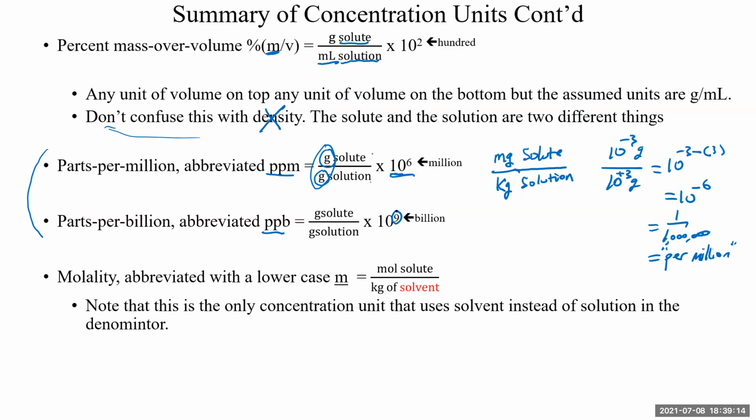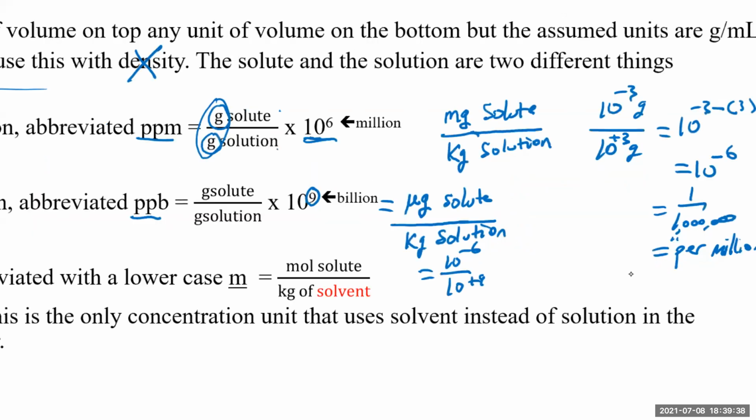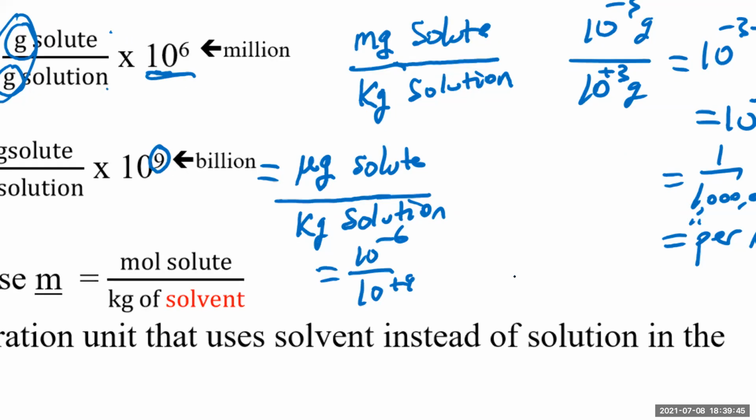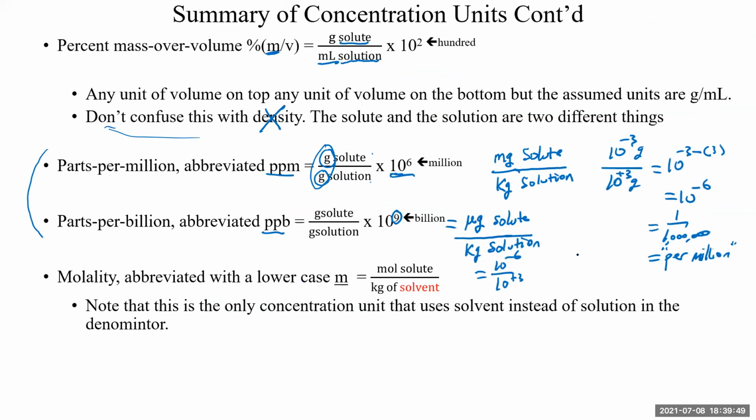That's all you're doing. If you want to see what units you would use to express this, oftentimes it's expressed as micrograms of solute per kilogram of solution. So micrograms, 10 to the minus 6, divided by 10 to the positive 3. Oh, did I say positive 9? Excuse me, I'm jumping right to the result. Sorry, 10 to the positive 3. So we take 10 to the negative 6 minus 3, which equals 10 to the minus 9, or 1 part in 1 billion, per billion.